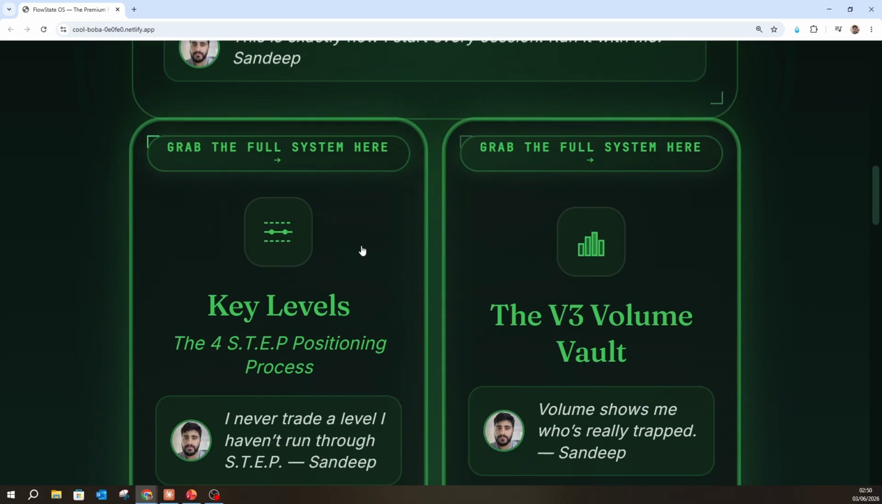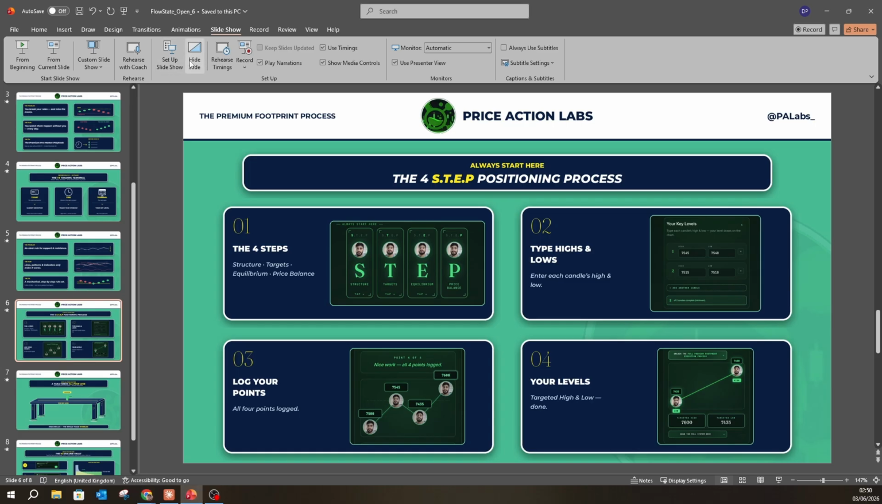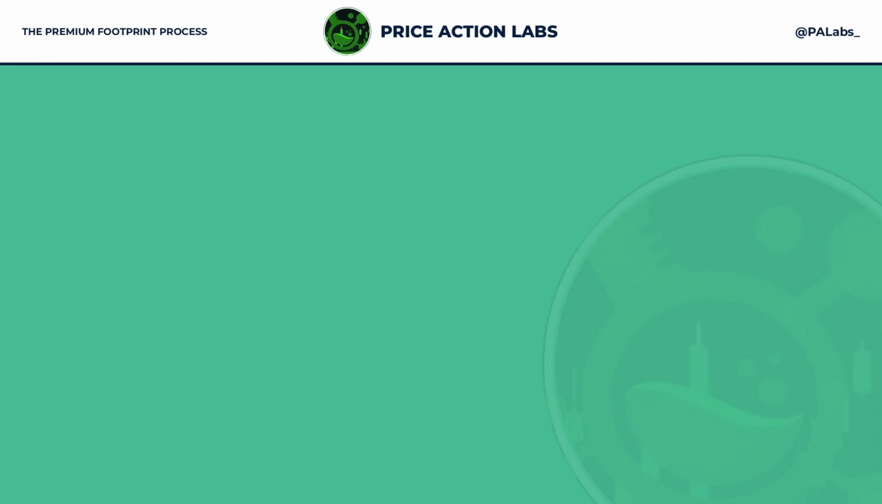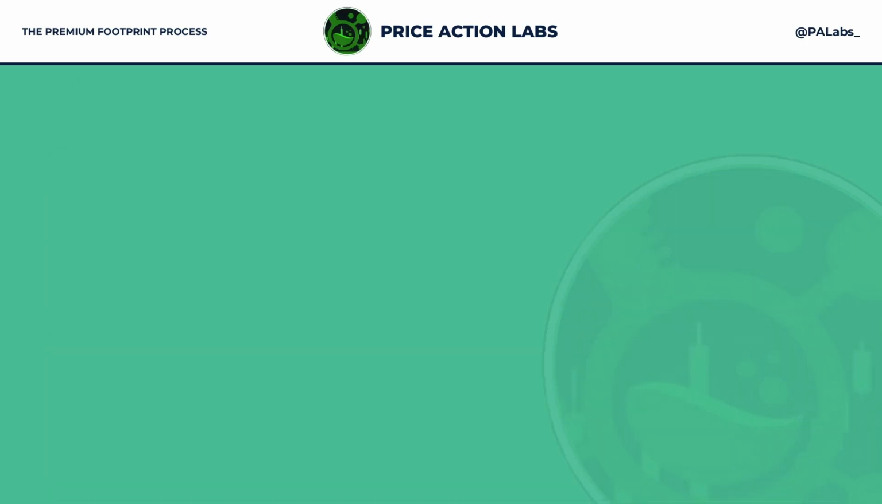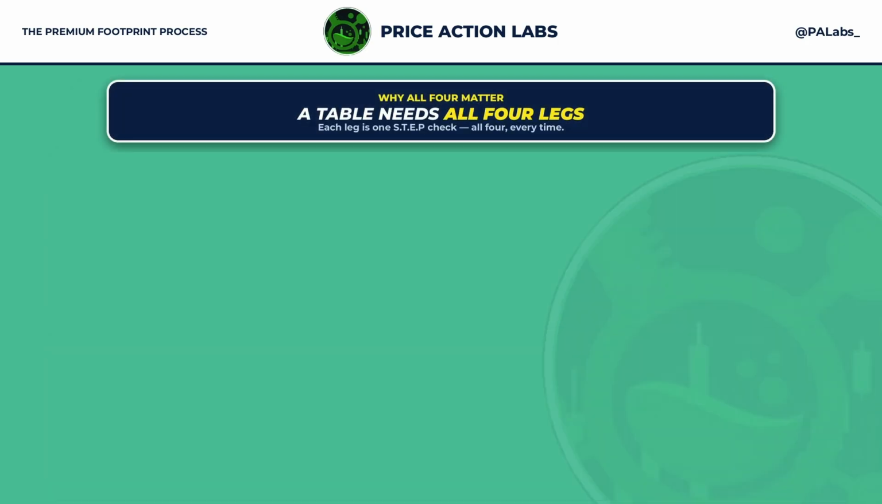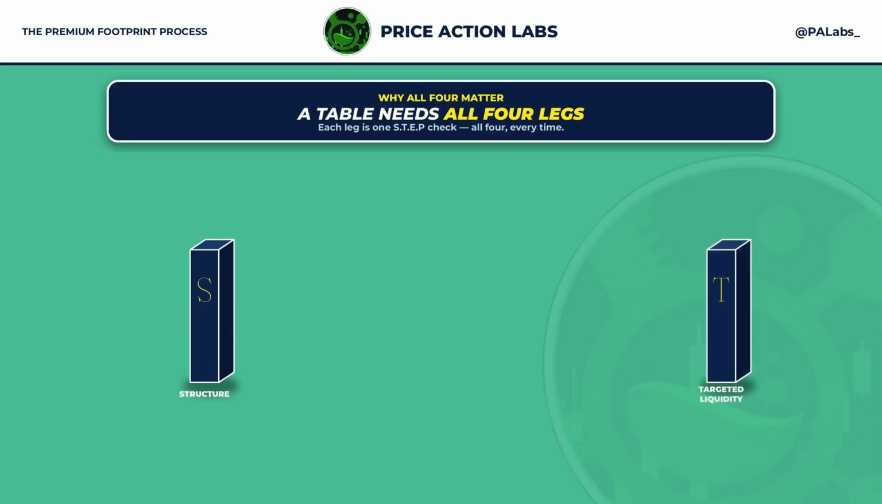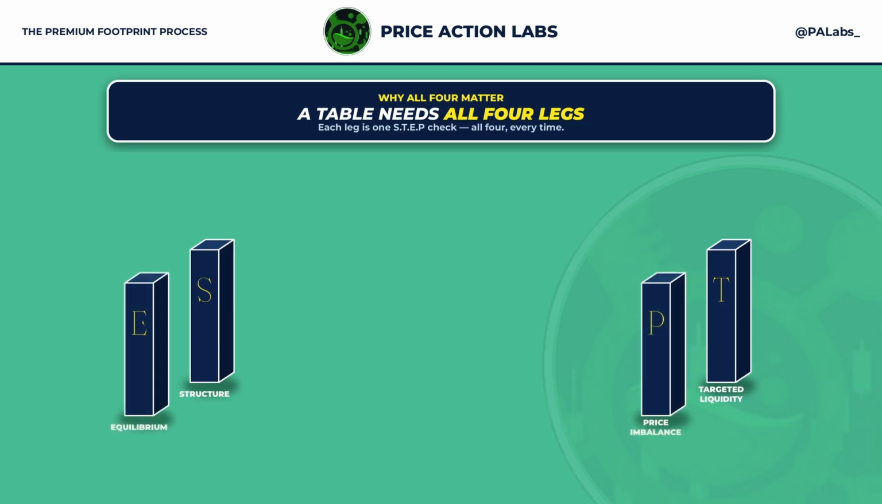All right. So we've gone through key levels, right? Let's go back to our presentation, right? Let's go back here. So the 4-step positioning process, again: structure, targeted liquidity, equilibrium, and price imbalance. Now, I want you to think of your key level, because I'm going to spend a little bit of time talking about key levels. I want you to think of your key levels as like basically 4 legs to a table. If one leg is missing, there is a problem. So structure is going to be your first leg. That's the S. Next is T, targeted liquidity. Next is equilibrium. And next is price imbalance.